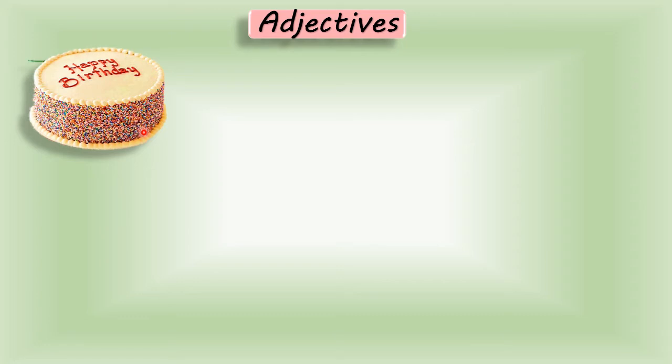Is it clear, children? Now let's see how adjectives help us to know more about nouns and pronouns. Let's take a few examples. First, what is this, children? This is a cake. Yes. Now let's see what different adjectives we can use to describe this cake. Sweet. Why sweet? Because cake is sweet in taste. Why? Because we put sugar in this. Yes, children. And it is really tasty.